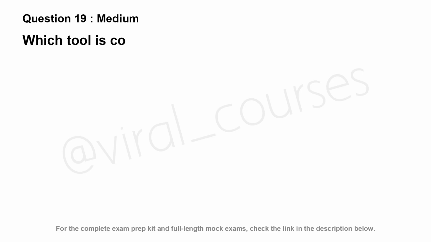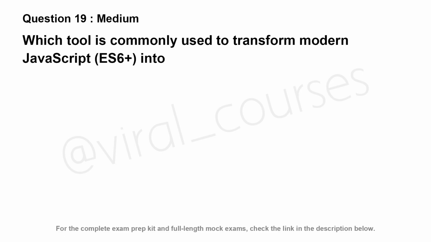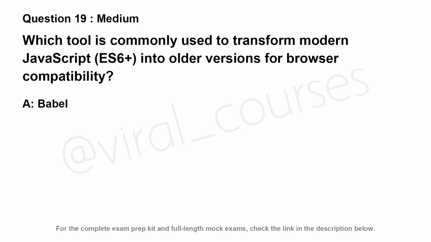Which tool is commonly used to transform modern JavaScript ES6+ into older versions for browser compatibility? Option A, Babel. Option B, ESLint. Option C, Prettier. Option D, PostCSS.